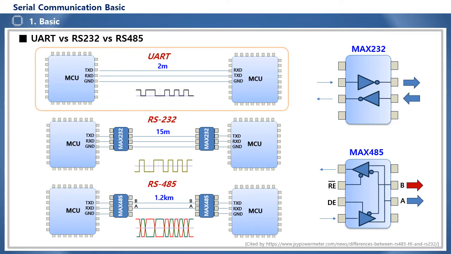It communicates at a general signal voltage level of 5 volts or less, so communication is possible up to about 2 meters. It is suitable for communication between boards, such as within a system board, on a single board PCB, or connected with a short connector.